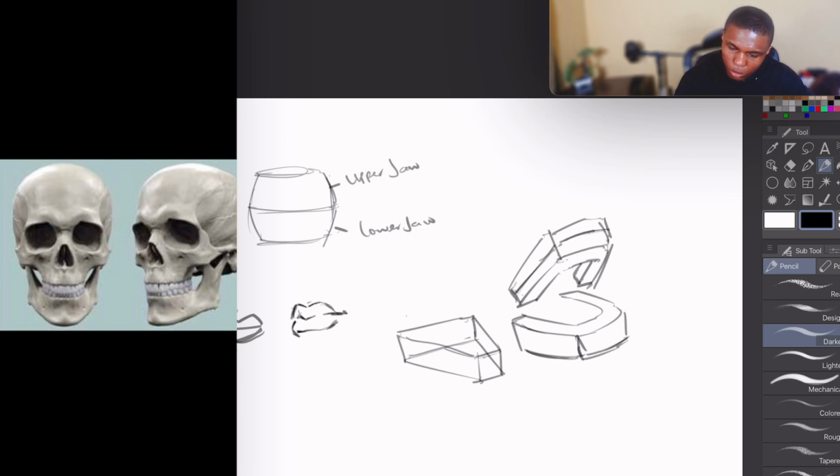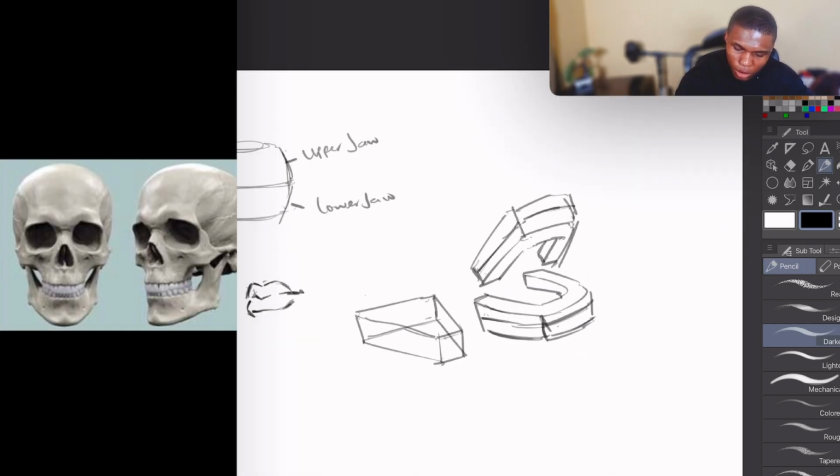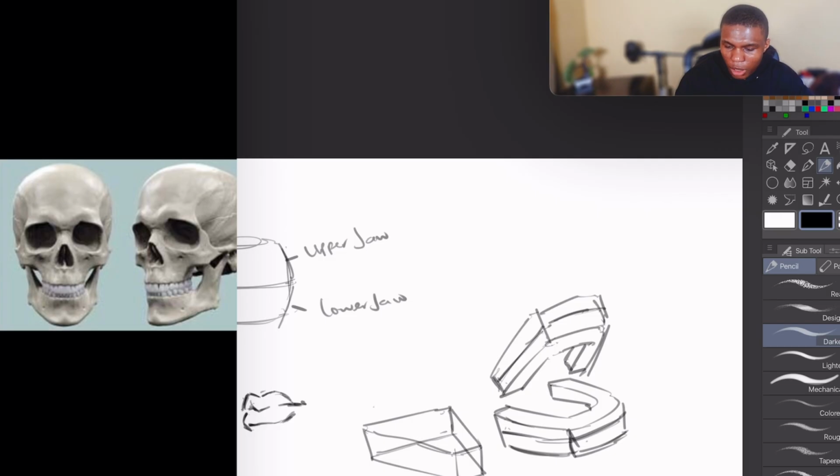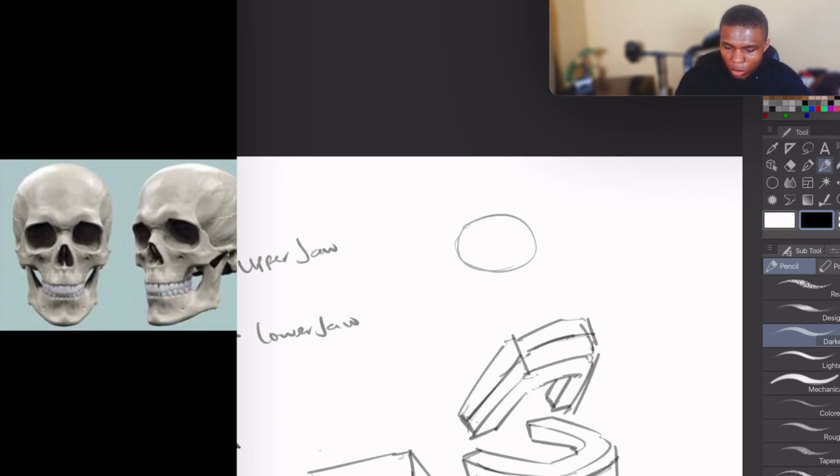So this is our teeth. This will be our lower teeth. One mistake people make when drawing the teeth is that they give it a piano-like look. What that means is that this is our mouth, right? This is our mouth, and then someone would just do this as the teeth, right? That's not right.